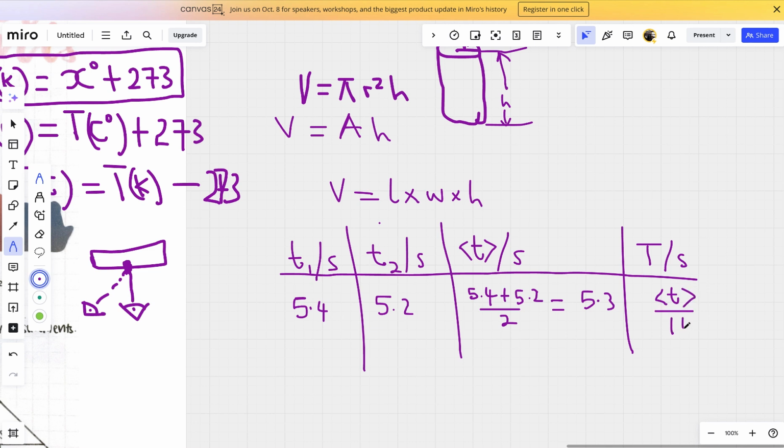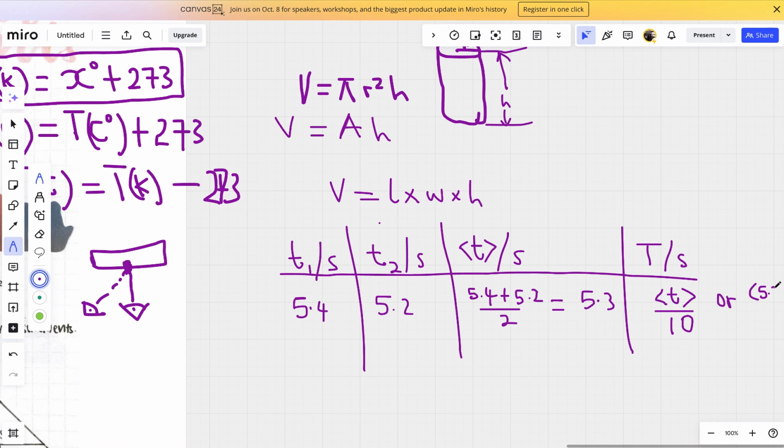Please, it's not compulsory that you must divide by 10. Don't say the formula you learned from waidusmacademy is average time divided by 10. If there are 10 oscillations, you divide by 10. If there are 20 oscillations, you divide by 20. So it depends on what the question tells you. If the question says there were 20 complete oscillations, you take the average time, what you got here, 5.3, and divide by 20.